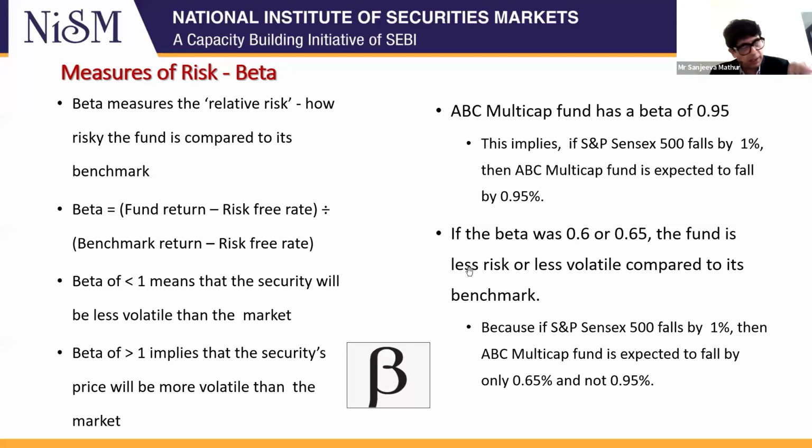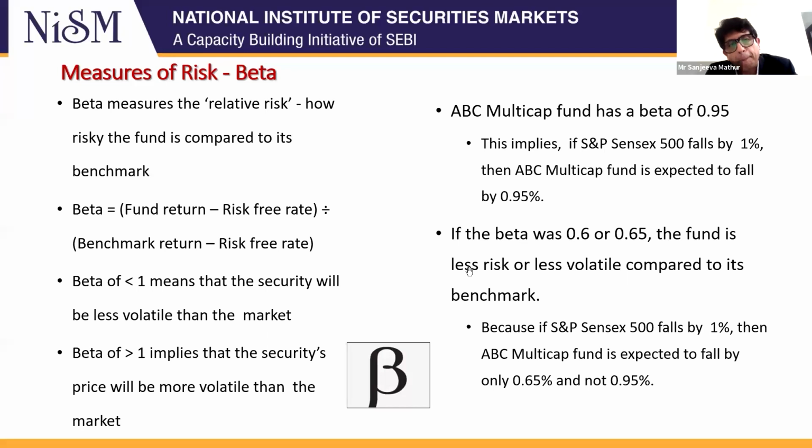Somebody can take more risk. I will come to that. Beta measures basically the relative risk, how risky the fund is compared to its benchmark. I also have to compare whether I'm better than the benchmark or poorer. Beta, just for people who want to know, is the fund return minus the risk-free return, divided by the benchmark return minus the risk-free return. When we talk about risk-free return, we generally take the 10-year GSEC value, though it might differ. This is a formula. Maybe not remember this.